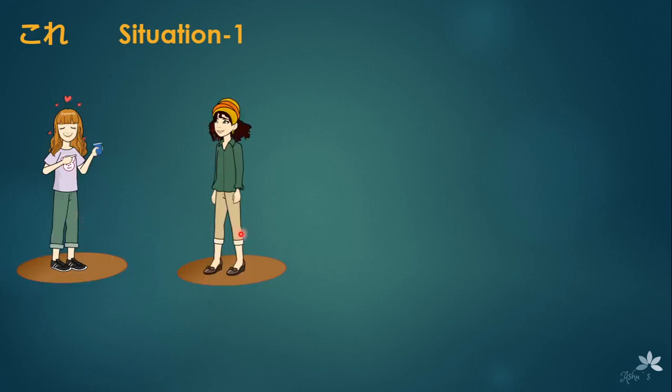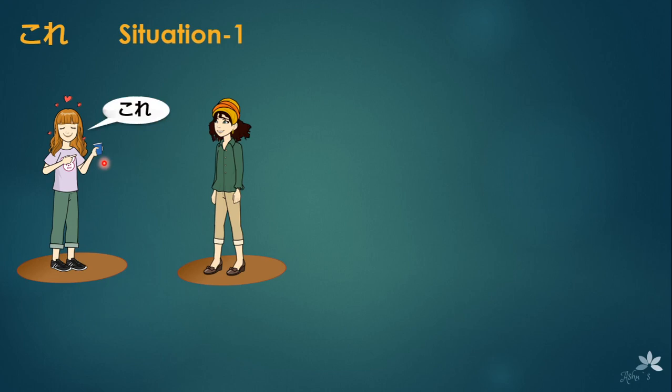Now let's see when and where to use kore. As I told you, kore means this. Here I have given situation 1 where there are two people, the speaker and the listener. Both are apart. Something is there in the speaker's hand, and the speaker will refer to this object as kore.